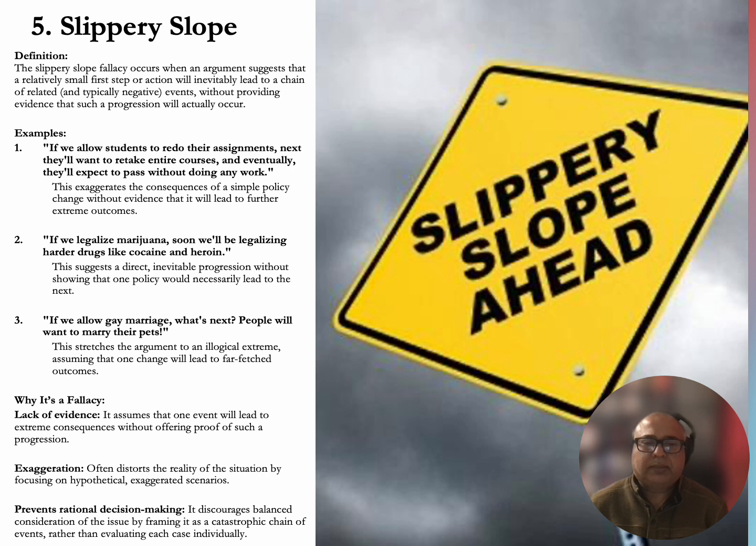Number 5, a slippery slope fallacy. What's a slippery slope? It occurs when an argument suggests that a relatively small first step or action will inevitably lead to a chain of related actions or events. So something like, if we allow students to redo their assignments, next they will want to retake entire courses. And that's just faulty reasoning. That's not a logical reason. Read why it's a fallacy and understand why it's a fallacy, right?